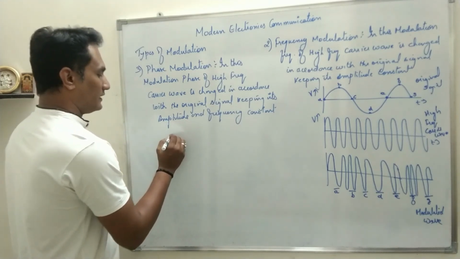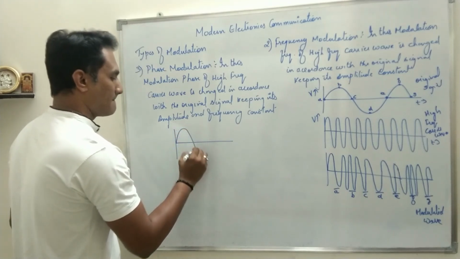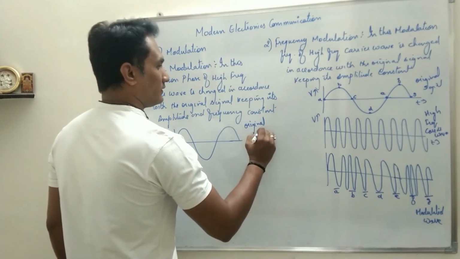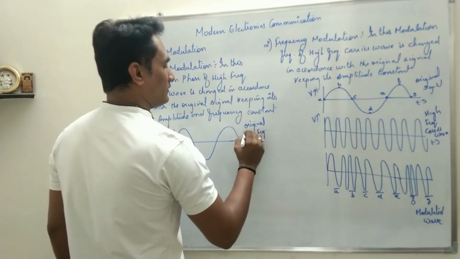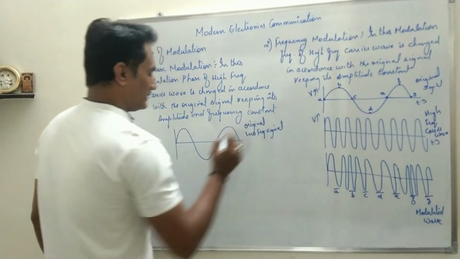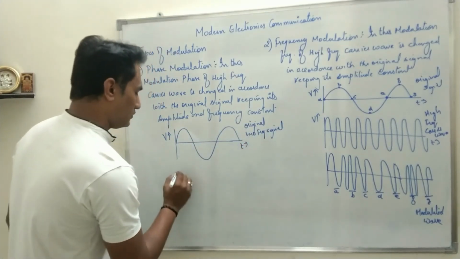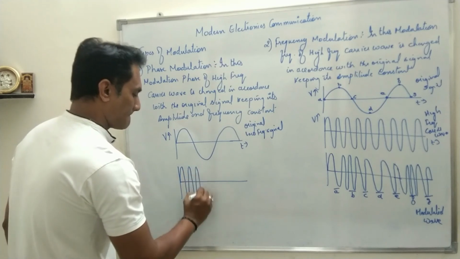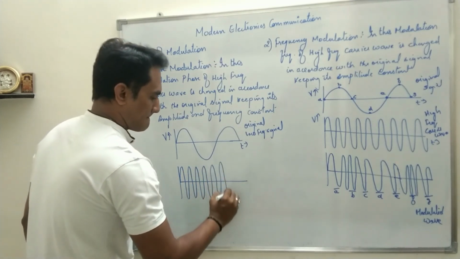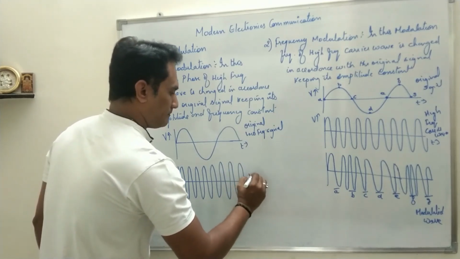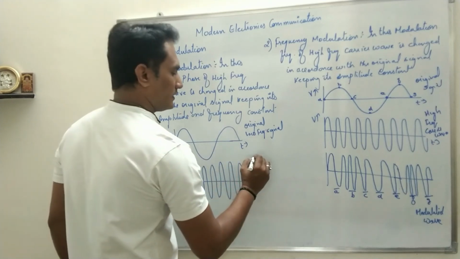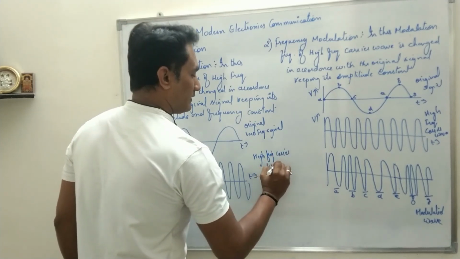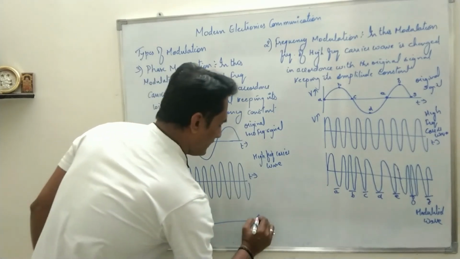And now the graphical representation. So this is the original low frequency signal. This is V, that is amplitude with respect to time. This is the high frequency carrier wave, and then the modulated wave.